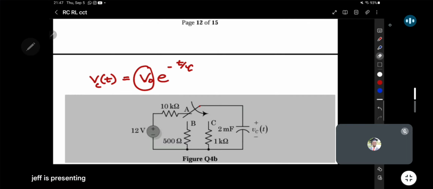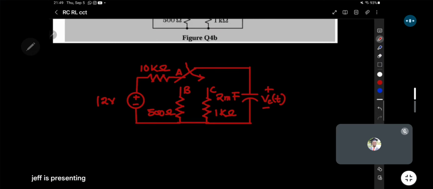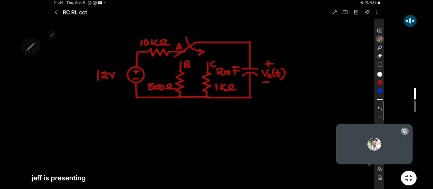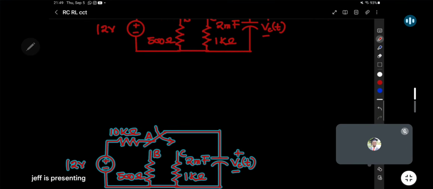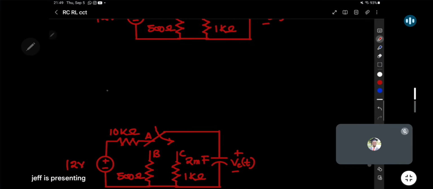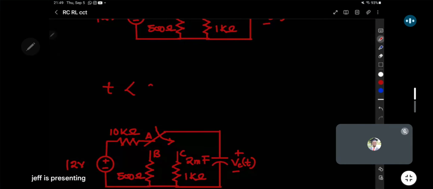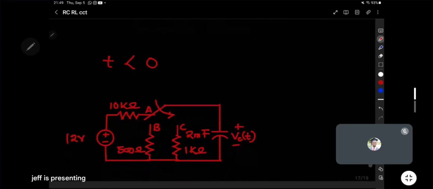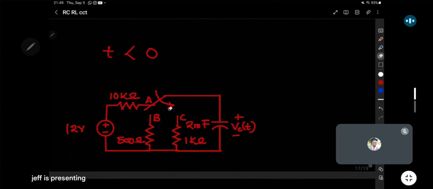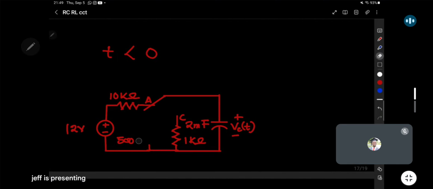Let's start with looking at what was happening when the switch was at position A. According to the problem, the switch has been closed for a long period of time. So let's look at what happens in that scenario. While the switch was closed, we're looking at t less than 0. What happened? You see, in this case, that is not necessary anymore. This resistor here is doing nothing to our circuit because it's not complete. This resistor as well is doing nothing, not complete. Our circuit now just looked like this.